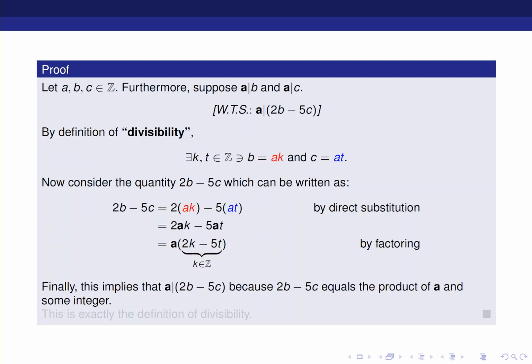This is important because now a times an integer is equal to 2b minus 5c, which means a is going to divide 2b minus 5c by definition of divisibility. And that's exactly what we wanted to show in this problem.